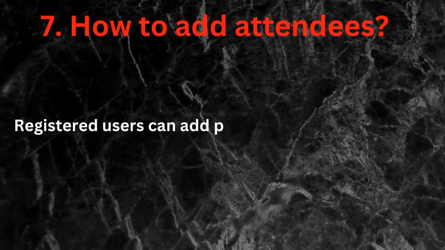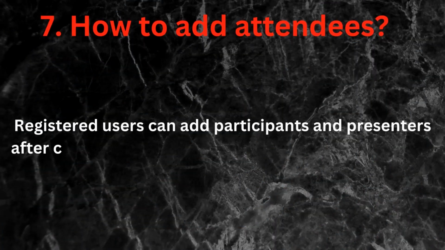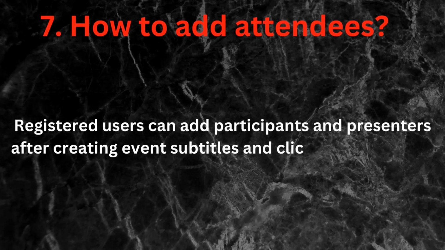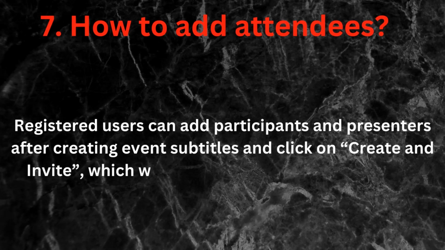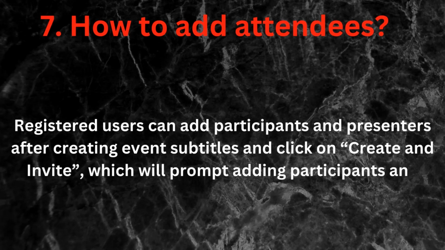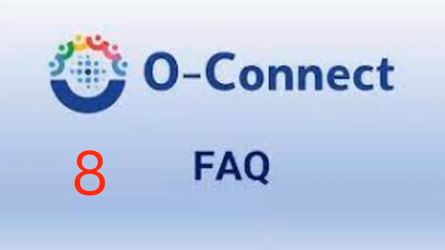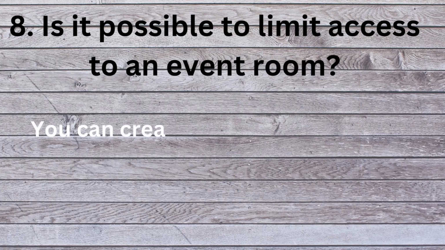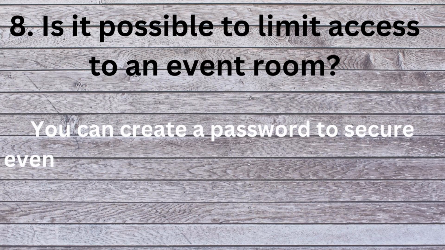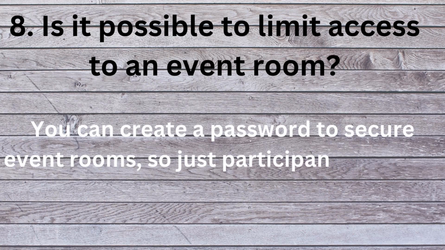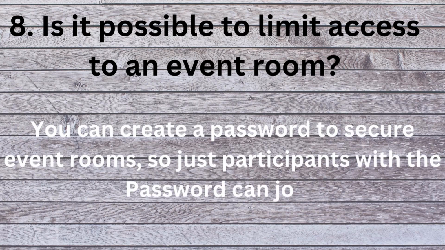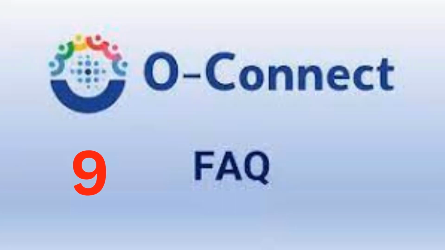7. How to add attendees. Registered users can add participants and presenters after creating event subtitles and click on Create and Invite, which will prompt adding participants and presenters. 8. Is it possible to limit access to an event room? You can create a password to secure event rooms, so just participants with the password can join.